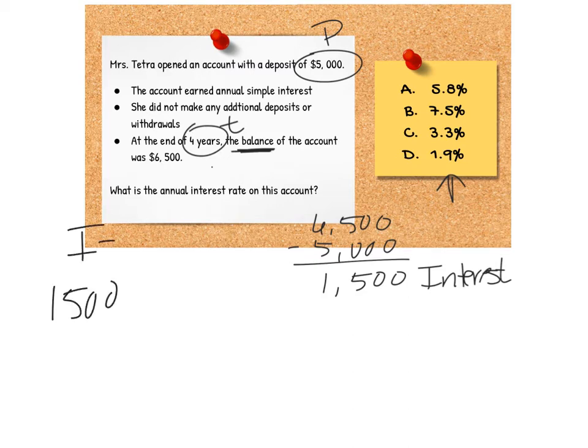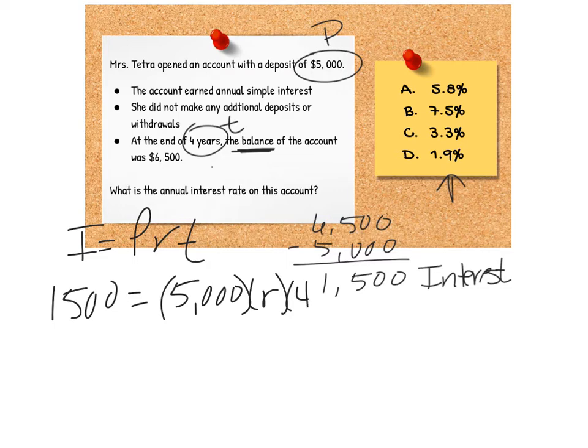Oh, I did not write down my formula. Yikes. There we go. The principal is $5,000. Rate, I don't know, so I'm going to leave it an R. And my time is 4 years. Okay, so let's clean this up. I can do 5,000 times 4. So 1,500 equals 20,000 times R. That's just a simple one variable equation you've been solving since 6th grade.